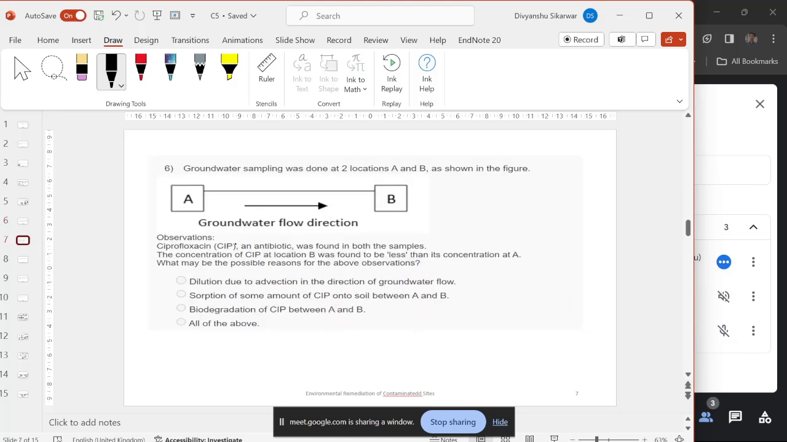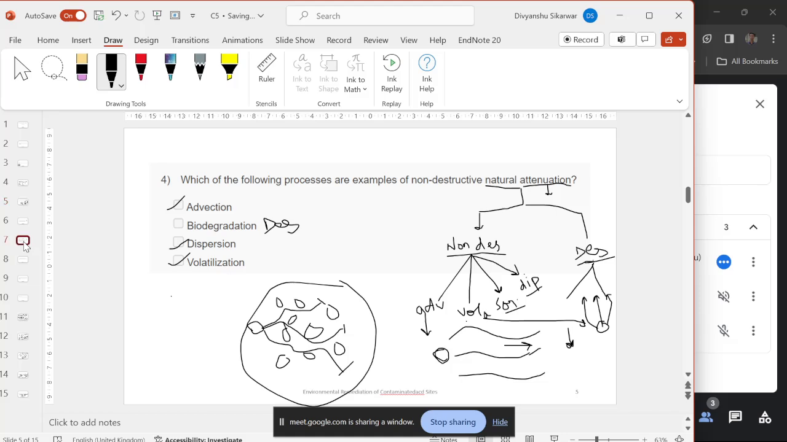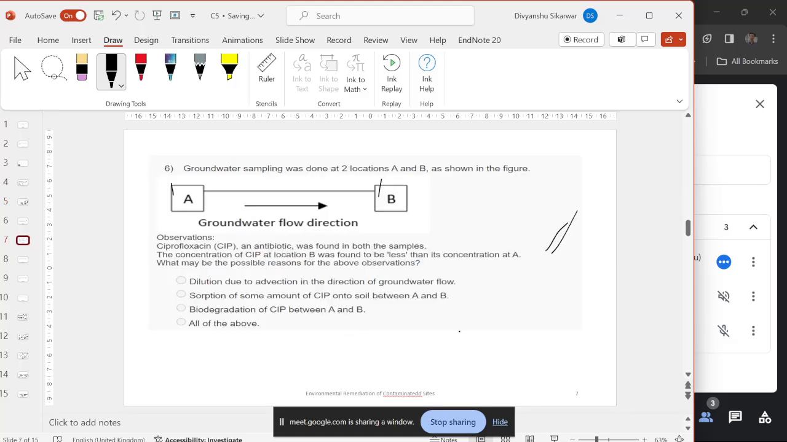Okay, we will move to the next. Groundwater sampling was done at two locations, A and B. Observations: pseudotoxin and antibiotic were found in both samples. Concentration of CO at location B was found to be less than the concentration at A. This is based on question number four, which we did. So you try to solve.